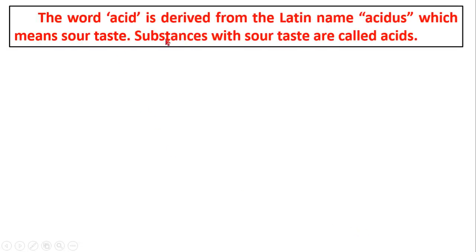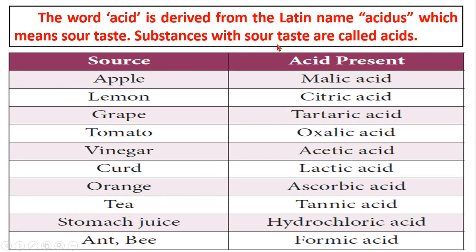The word acid is derived from the Latin name acidus, which means sour taste. Substances with sour taste are called acids. Sources and the acids present in them.